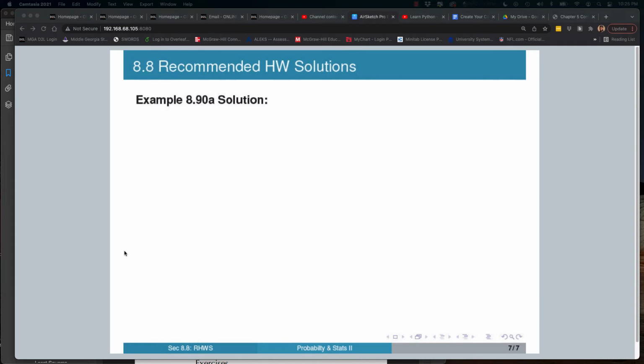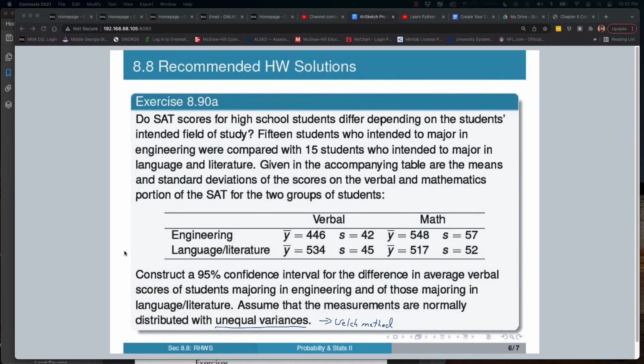So they gave us a lot of information there, but the confidence level was 0.95. They love their 95% intervals in this book. I'm not sure why they stick to that the majority of the time, but they do. Y bar 1, and we're looking at specifically the average verbal scores. So we're looking at the difference between the engineering and language literature majors' verbal scores. So we're looking at this part right here only.